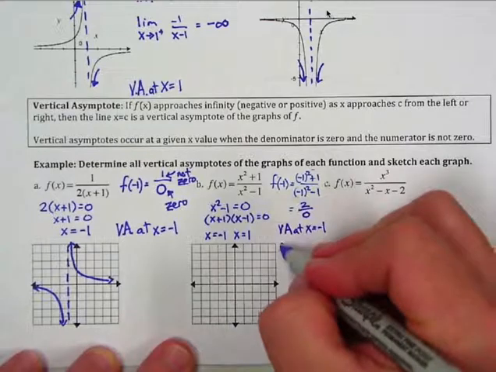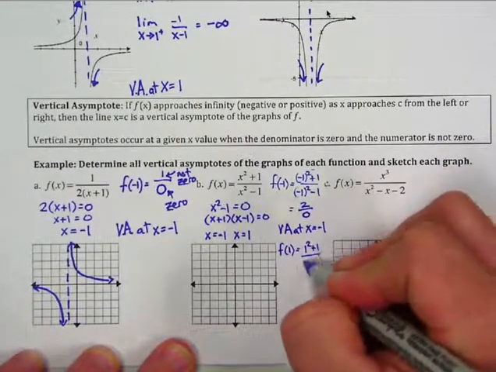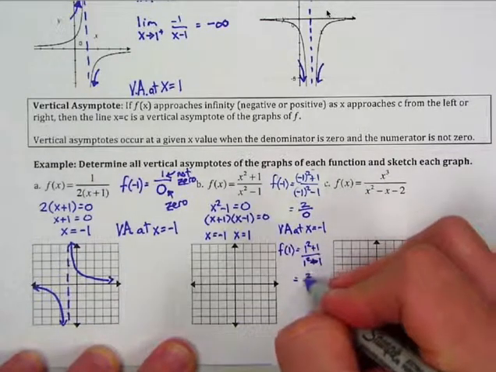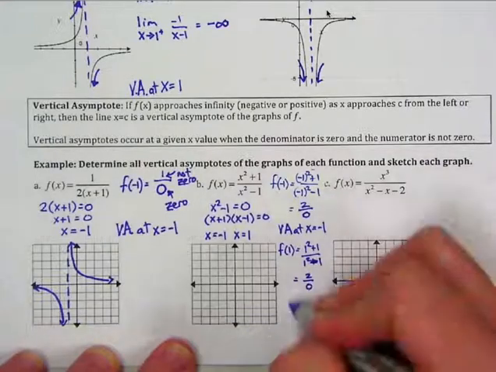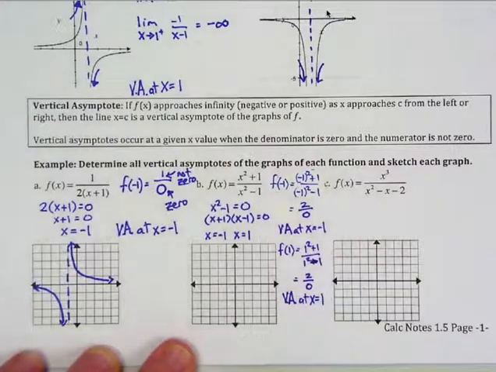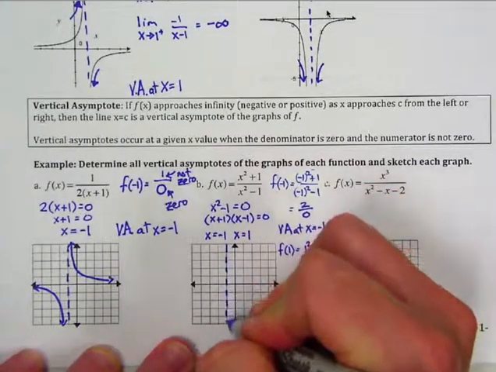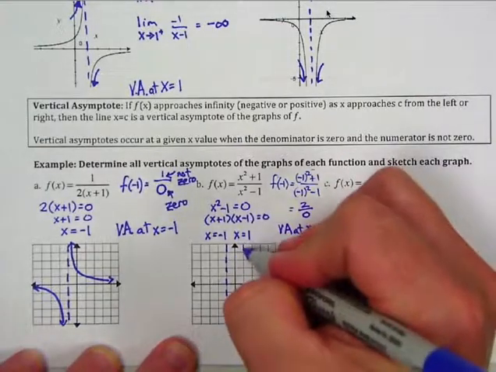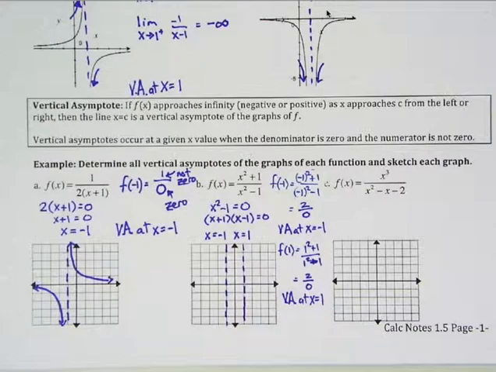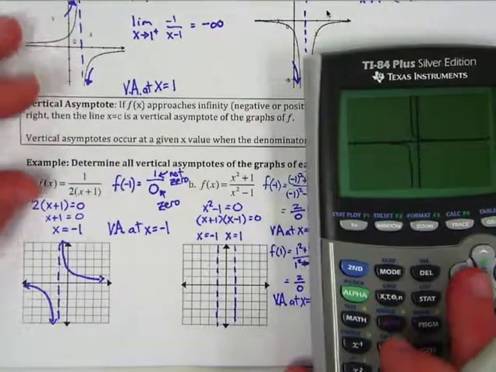Let's go ahead and test f of 1. So we have 1 squared plus 1 over 1 squared minus 1. And that gives me 2 over 0. So we know we also have a vertical asymptote at x equals 1. Okay, so we're going to draw our vertical asymptote there at negative 1 and at positive 1. So graphs can have multiple vertical asymptotes. Let's go ahead and graph this on our graphing calculator and see what we come up with.